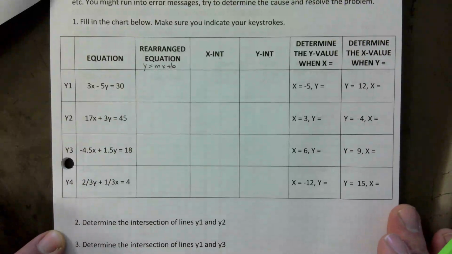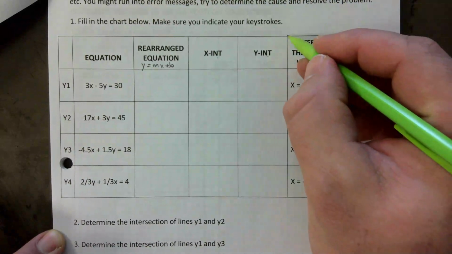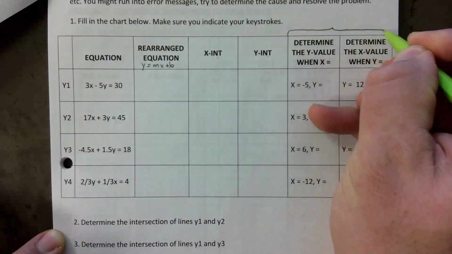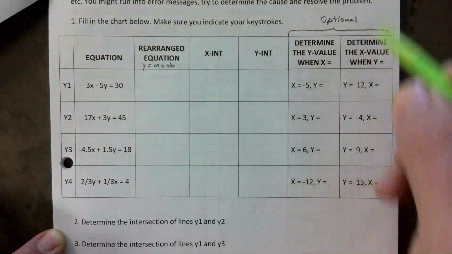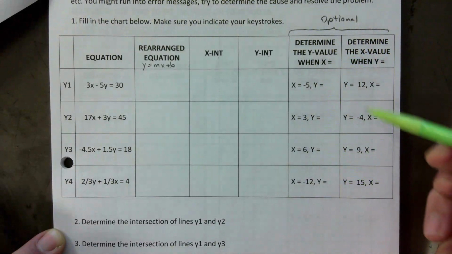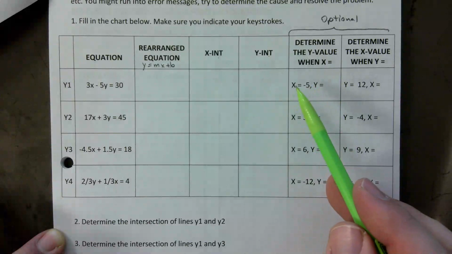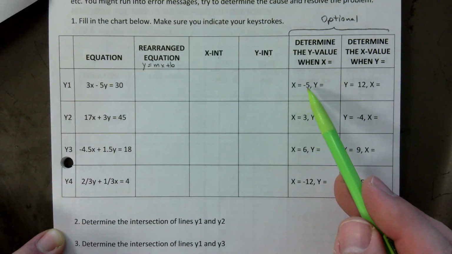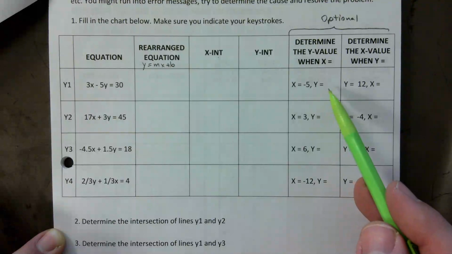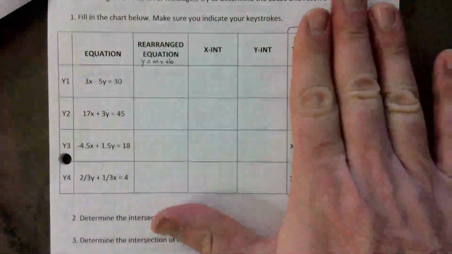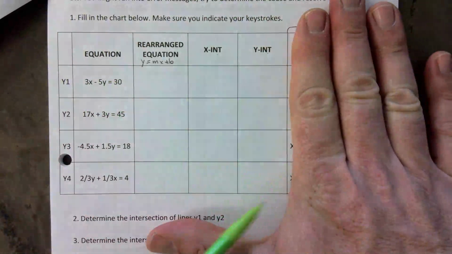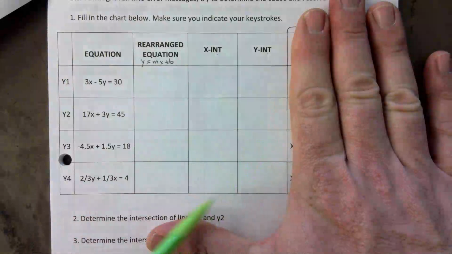For now, I will say optional. This part right here, I'm going to make it optional right now. Basically what I'm saying is if x is equal to -5, find what y is. But I'm going to make that optional. Right now, I want you to just focus on filling in this whole thing here.